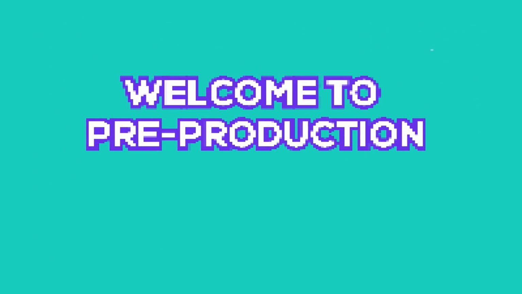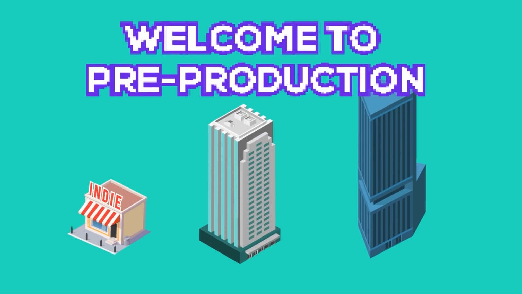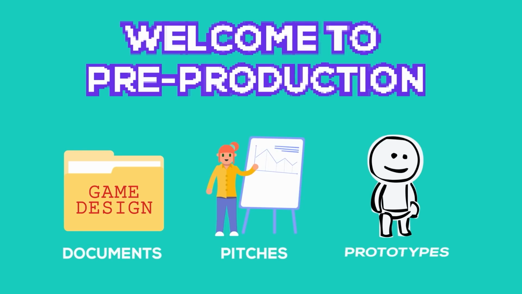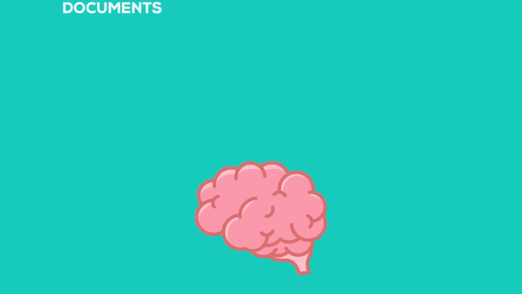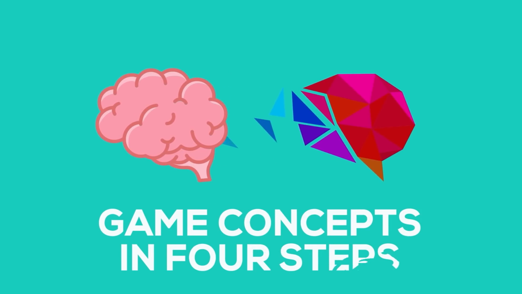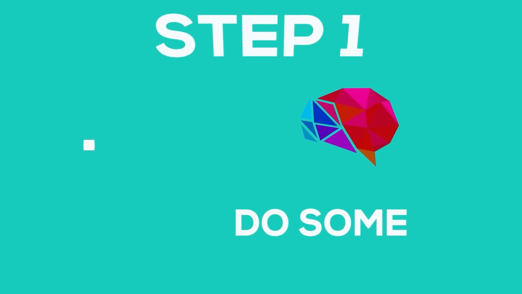Welcome to pre-production. While all studios are different and there's not a set industry definition, pre-production can include the creation of game design documents, game pitches, and prototypes. For this video, we're going to focus on game concepts. We'll look at how to form your game concepts in 4 steps.